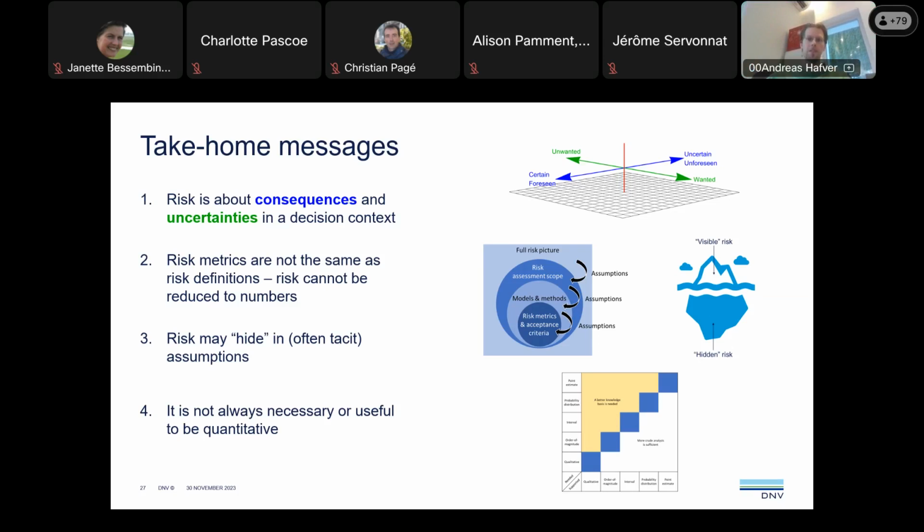The assumptions are sometimes tacit, so it's not explicit that you made the assumption, and that can be dangerous because then you miss the hidden risk. And it's not always necessary to be quantitative, because often people like to put numbers on things because it's easy to compare numbers. If you want to rank something, you want to have numbers. But it can sometimes be misleading if those numbers are not well founded on the knowledge that you have. So it's important that the needs in the decision context match what the knowledge can support.